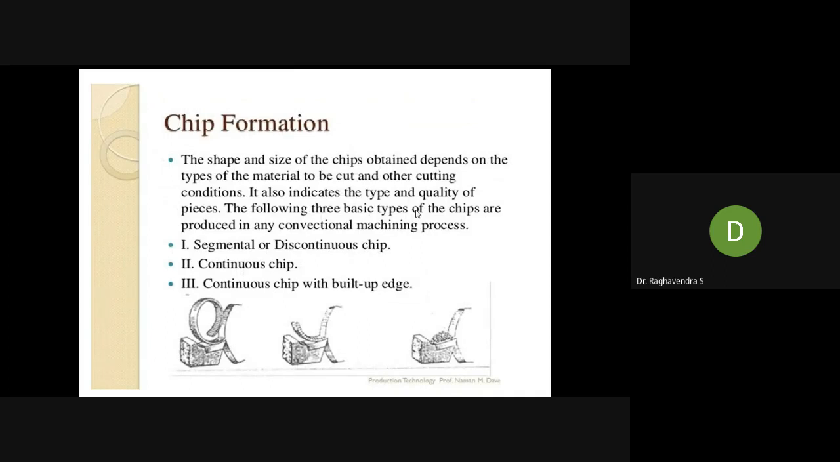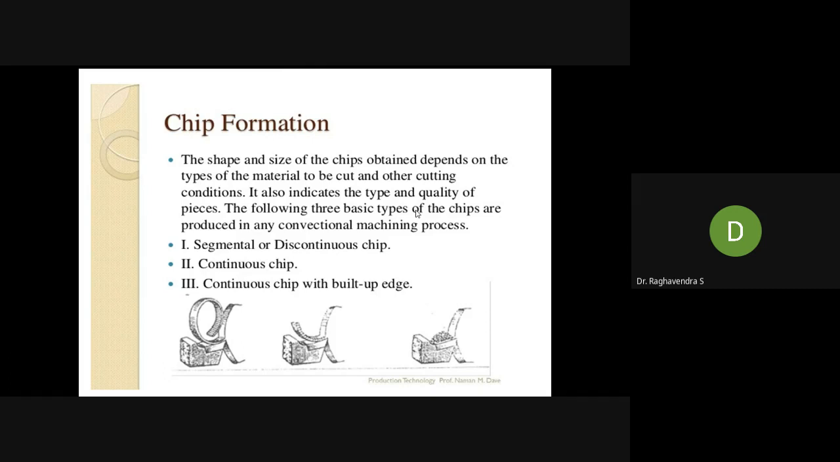Whenever this single point cutting edge touches the workpiece, the chips come out in the form of ribbon or continuous. There are three types of chips you can see there. One is segmental or discontinuous chips. Whenever the tool is in contact, sometimes small chips come and break, and once again come and break. There is a discontinuity in the chip. In some materials there will be a continuous form of ribbon, something like a thread. It will keep on coming.